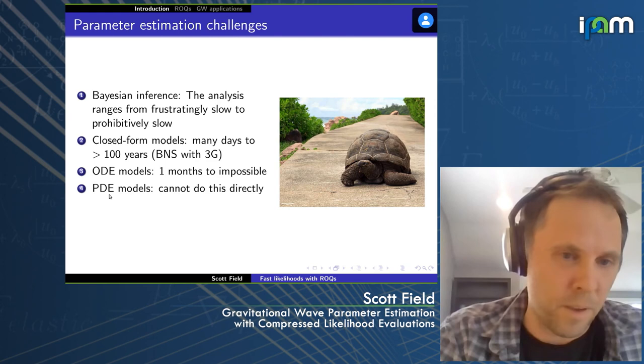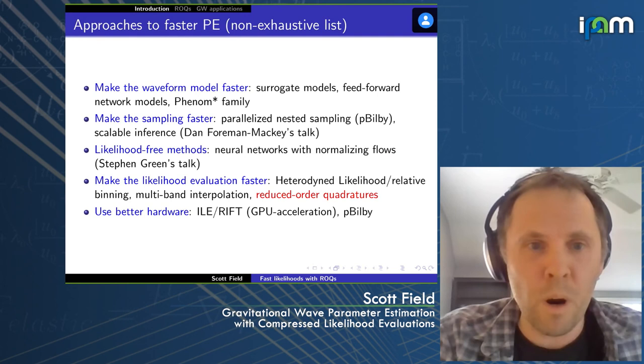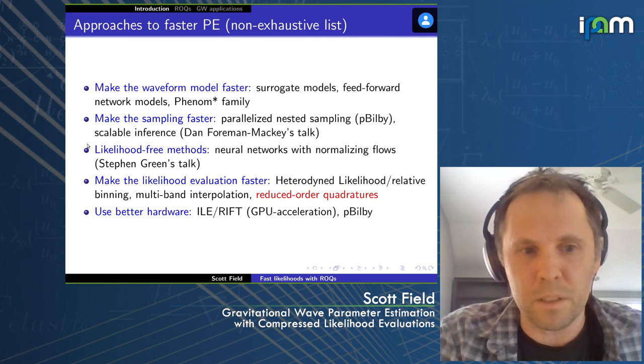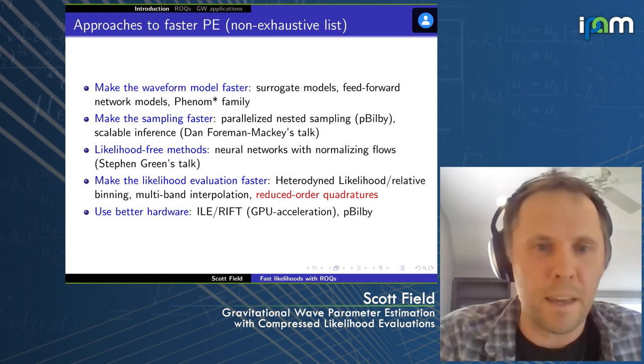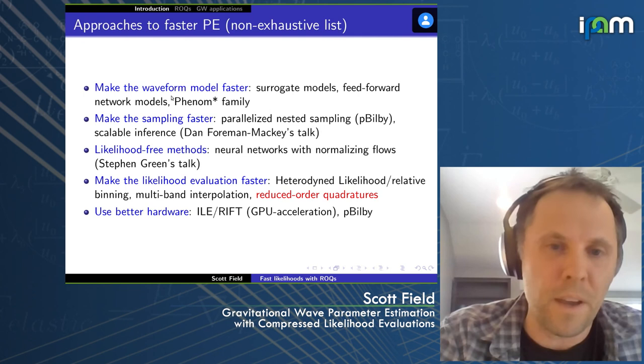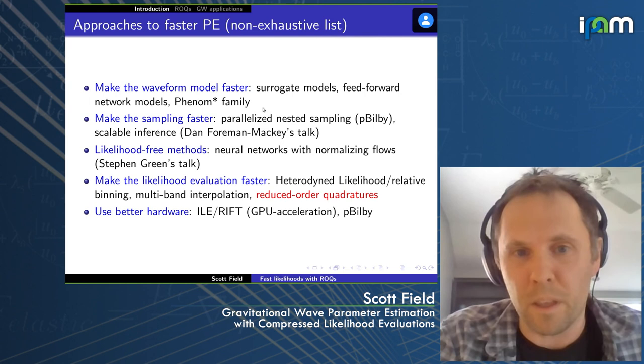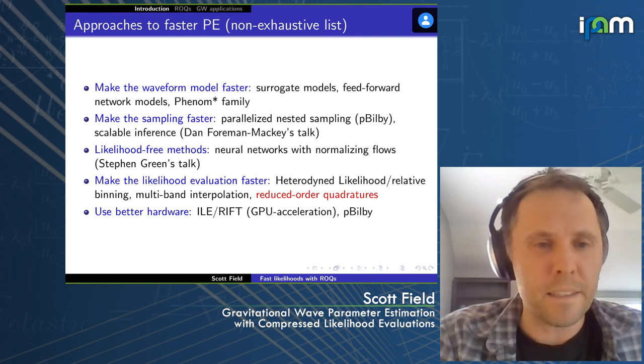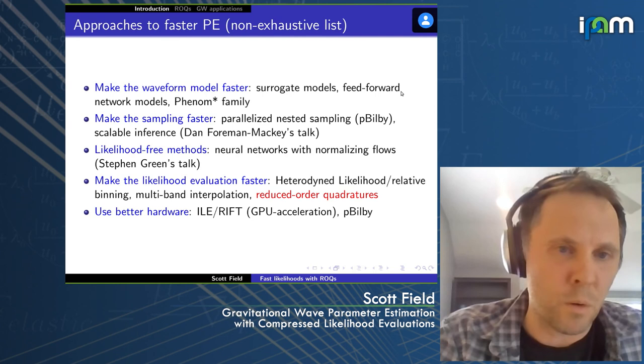So given the importance of this problem, there have been many approaches to speeding things up. This is by no means an exhaustive list because there are just many techniques that have appeared in the literature, but roughly speaking, they fall into these broad categories. One approach is to make the waveform model faster. There are many examples of this. In fact, the Phenom waveform model family is one approach to making model evaluations faster because it's given in the frequency domain by closed form expressions. And surrogate models, and recently people have been looking at feed forward deep neural network models. These are all approaches to speeding up the model computation.